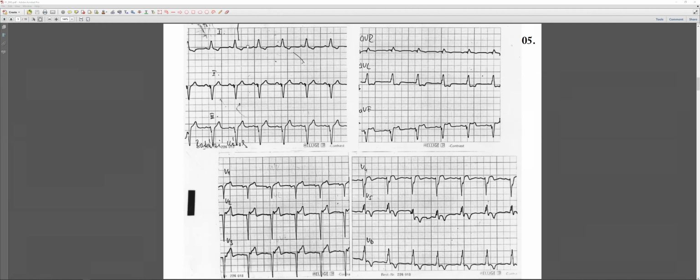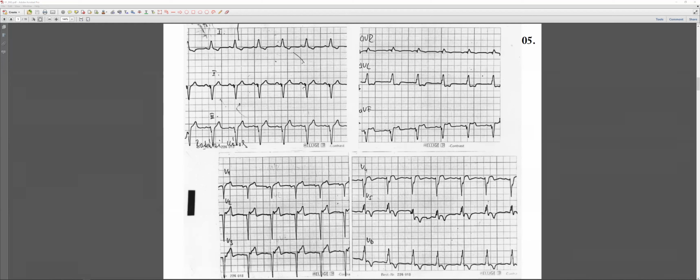Next is the axis. We have a positive in lead one, negative in AVF. So that is a left deviation. There's negative in lead two, so it's non-pathological. Sorry, negative in lead two is a pathological left deviation. Apologies. Can you give me the axis more precisely?